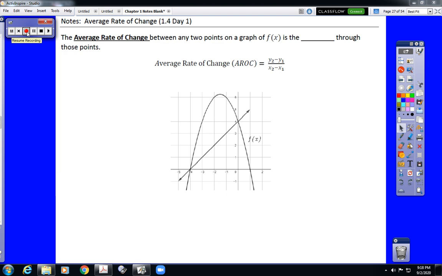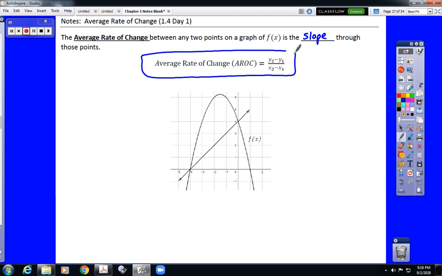Okay, this video is going to cover the first half of section 1-4, which is average rate of change. The average rate of change between any 2 points on the graph of f of x is the slope through those 2 points. So what we're talking about is we're literally going to be using our slope formula from algebra. The average rate of change, or AROC, for any 2 points is y2 minus y1 over x2 minus x1.